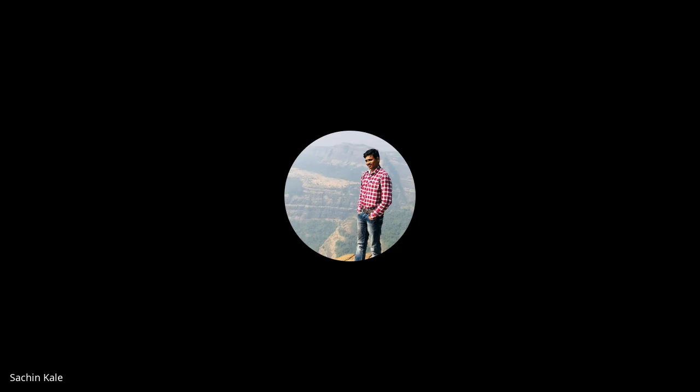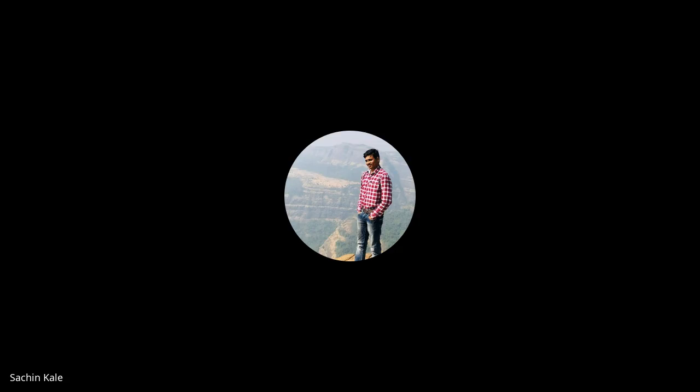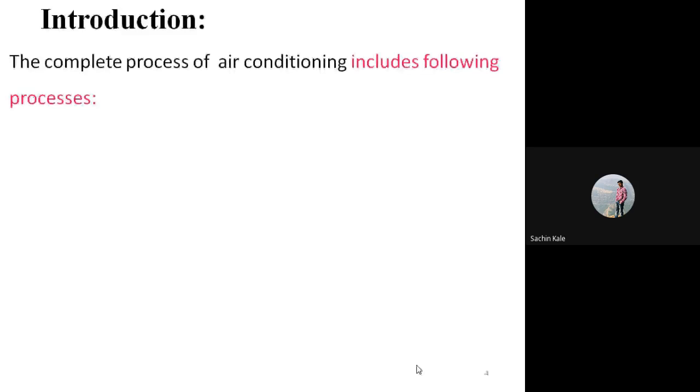These 4 parameters are very important: control of temperature, control of humidity, purification of air, and air motion. If we fail to maintain any one of these 4 parameters, then we are not doing air conditioning. That means it will not be called air conditioning. So the complete air conditioning process will include, first of all, control of temperature.